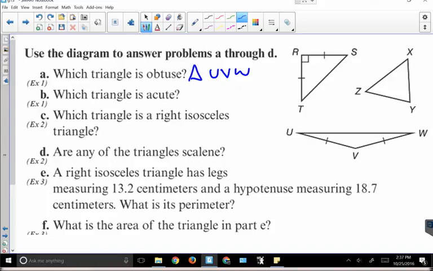Okay. So considering that Parker said that triangle UVW is obtuse, you've only got 2 triangles left. X, Y, and Z. You mean X, Y, and Z? But wouldn't you mean triangle X, Y, Z? Yeah. So we got to make sure that we say triangle X, Y, Z. Got to make sure that we put the triangle in there so we can identify what it is we're talking about.